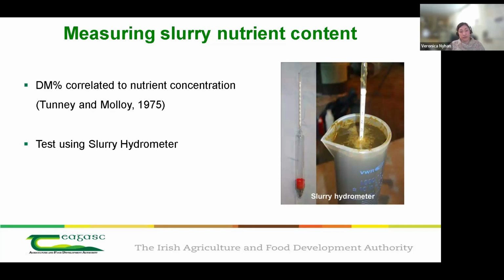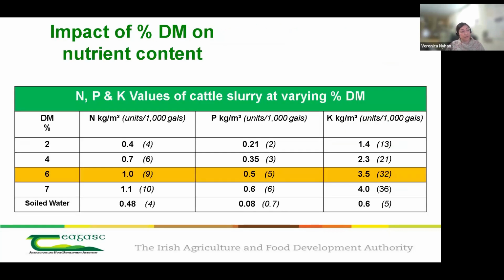When you know that dry matter concentration, then you can relate it back to the concentration of nutrients in the slurry. You can see a table that shows us that the 6% dry matter, as I discussed, is 2.4 total nitrogen at 40% availability, giving us 1 kg per ton, 0.5 of phosphorus as long as it goes on an index 3 soil, and 3.5 kgs of potassium.